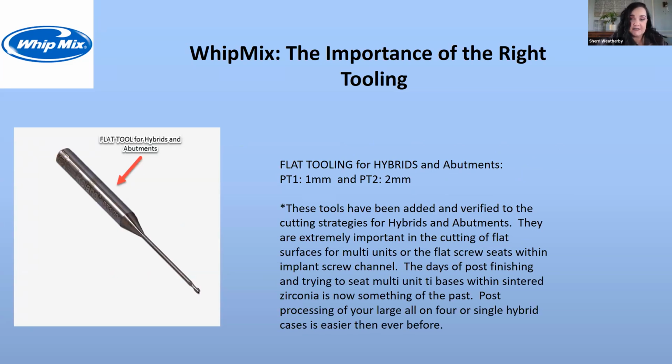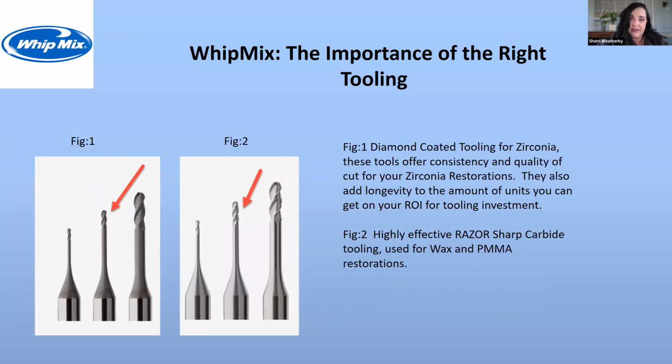A lot of people are just hitting on the diamond tool. A lot of people do ask, well, how many units can I get out of that? On a diamond coated tool, typically you're going to see anywhere between 800 and 1,000 cut units per tool. So the diamond tools absolutely last significantly longer than those carbide tools for your zirconia.